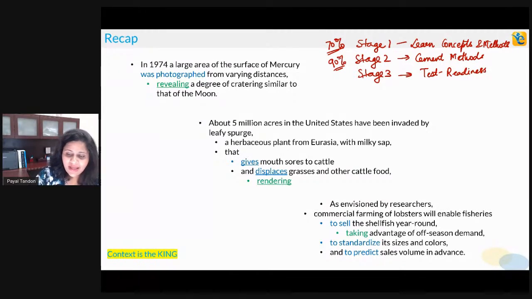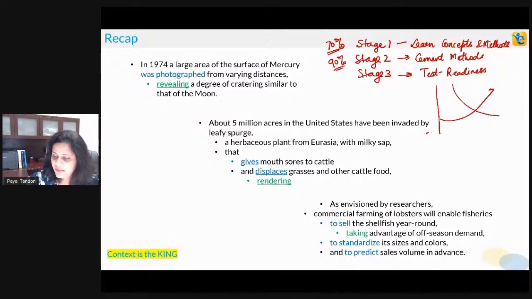strategies. Now, as your ability is improving from stage 1 to stage 2 to stage 3, your time to answer questions is also reducing. And it's not a linear thing. So as your ability is improving, your time to answer questions is actually coming down. Okay. All right.